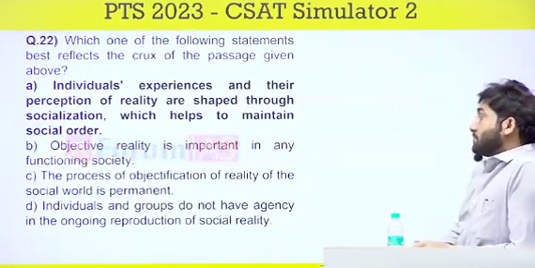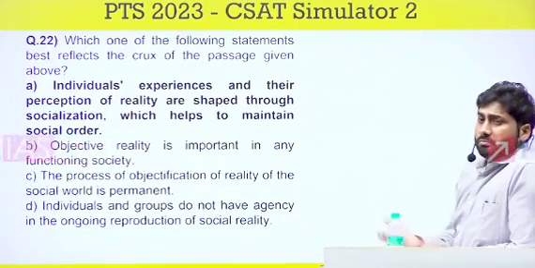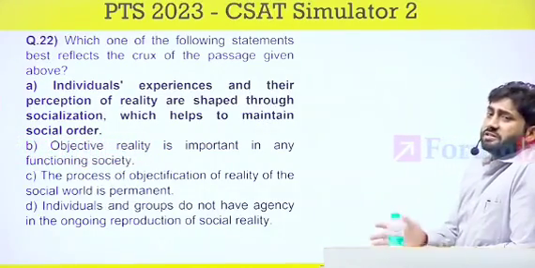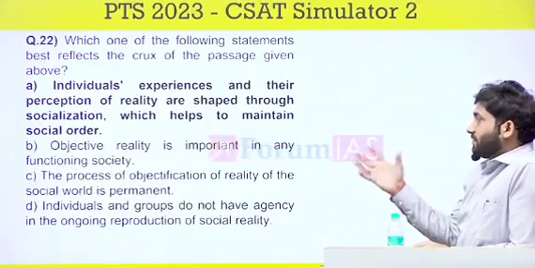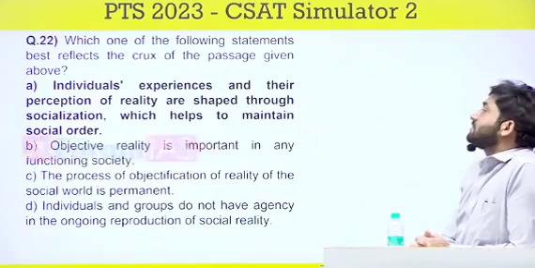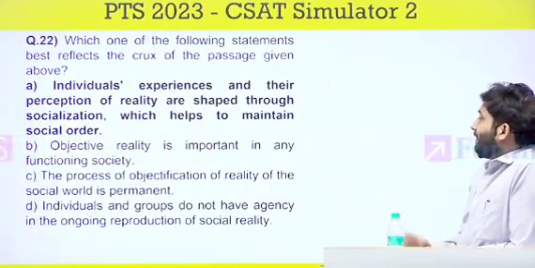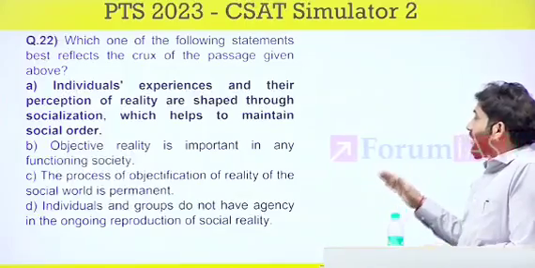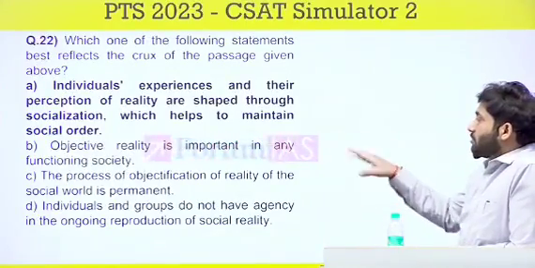Let's see the next. Objective reality is important in any functional society. No, objective reality was mentioned in some other context, not like this, that it is important for a functioning society. The process of objectification of reality of the social world is permanent. Even the opposite was mentioned. Individuals and groups do not have agency. They do have agency. It was mentioned in the end. So these both go opposite.